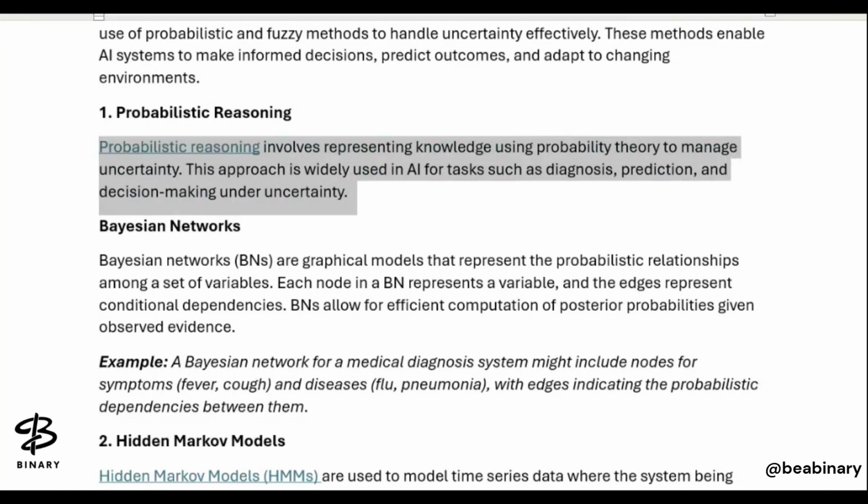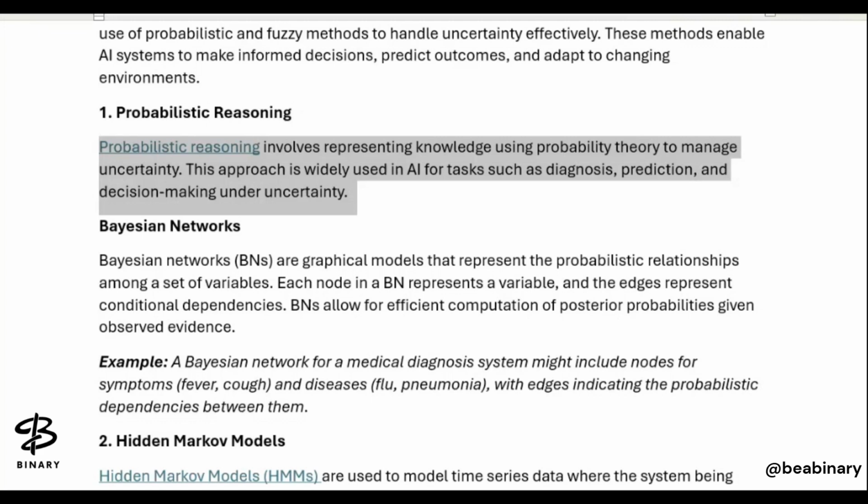If this is there, then this can happen, or it can happen this way too. This outcome can also occur, right? This approach is widely used in AI systems for tasks such as diagnosis, because in the diagnosis of a particular disease, a number of possibilities can be there. Also predictions, for predicting an outcome, for predictive analytics and decision making under uncertainty.